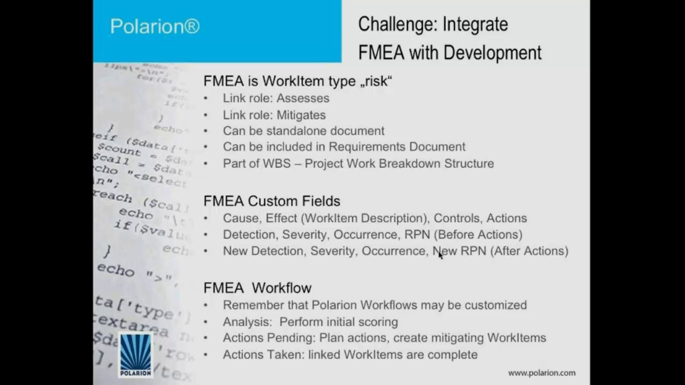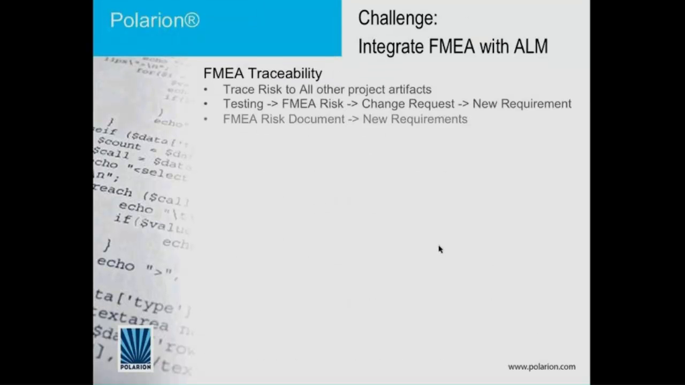Well, let's take a general overview of how we're going to establish the traceability of FMEA risk. So we want to be able to trace this risk to all the other project artifacts, which means if during testing I find an FMEA risk, that FMEA risk will be tied to that test case, and it can cause change to a change request. And the result of the Change Management Board reviewing that change request could be a new requirement.